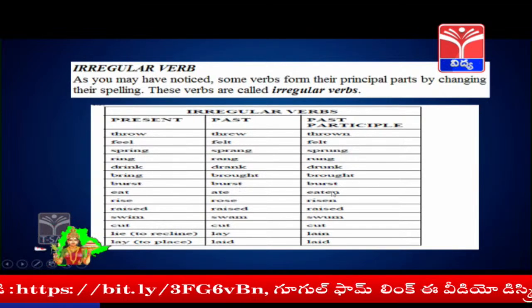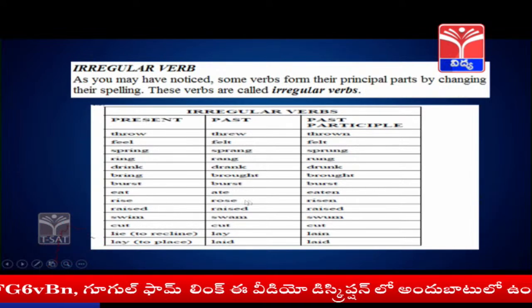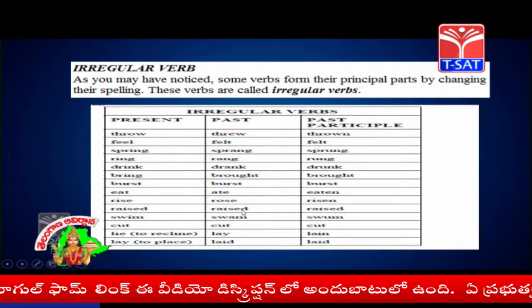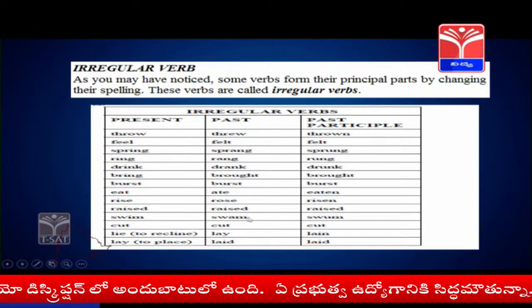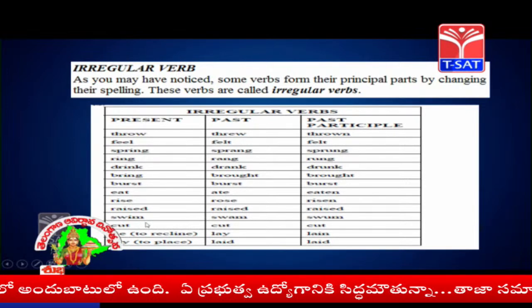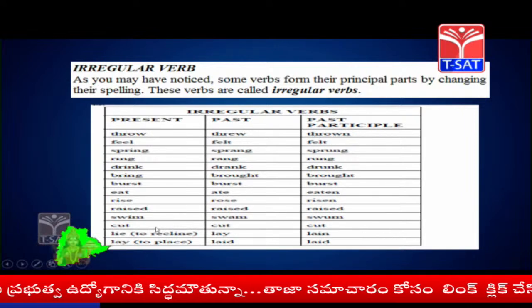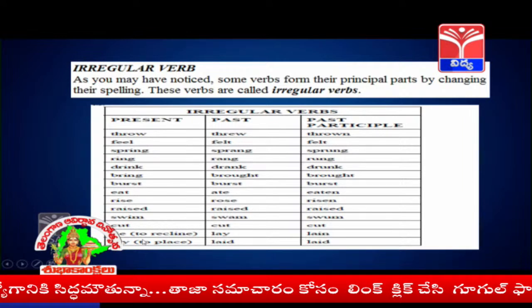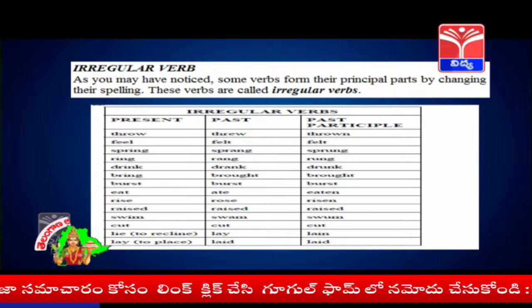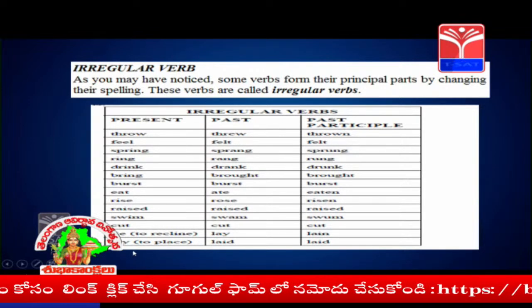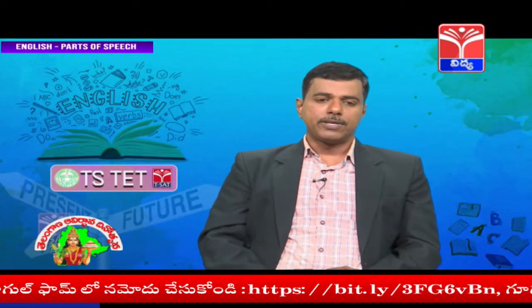Burst, burst, burst. Eat, ate, eaten. Rise, rose, risen, rising. Raise, raised, raised, raising. Swim, swam, swum, swimming. Cut, cut, cut, cutting. Right? Lie, lay, lain. Lay, laid, laid, laying, something like this. So these are some of the verb categories.